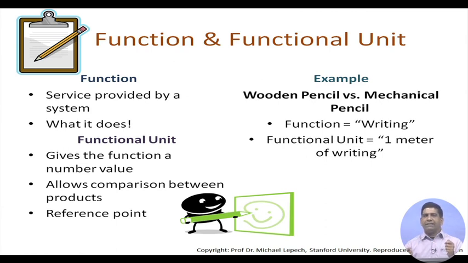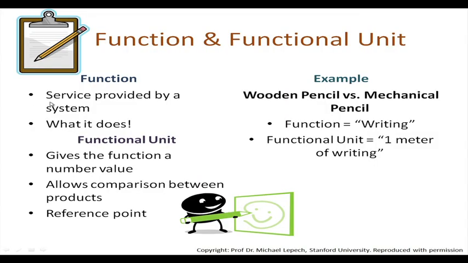So in this case, it's much simpler. Where you have a wooden pencil versus a mechanical pencil, the function is to write. But sometimes things may not be that easy, and I'll talk to you in a minute about that. So the function here is the writing. We can take the functional unit as 1 meter of writing. So what is the function? Function is the service provided by the system. So what it does, that is the function.